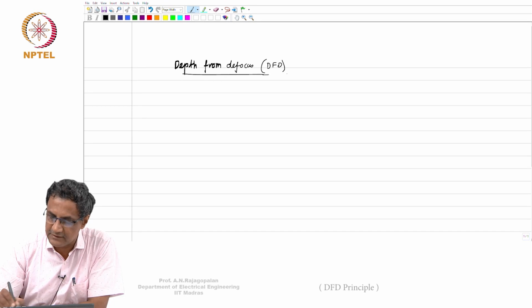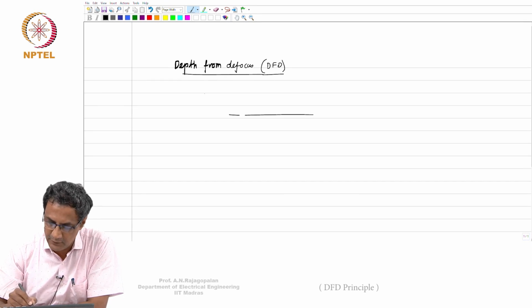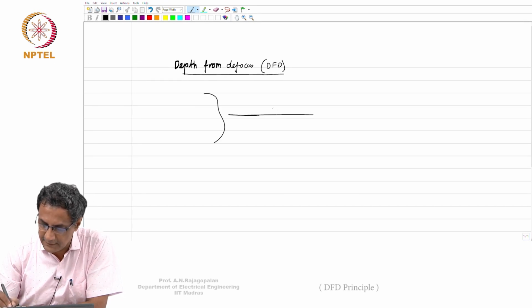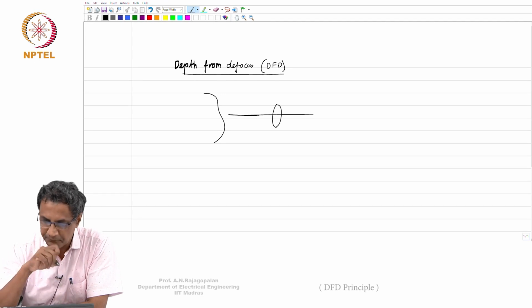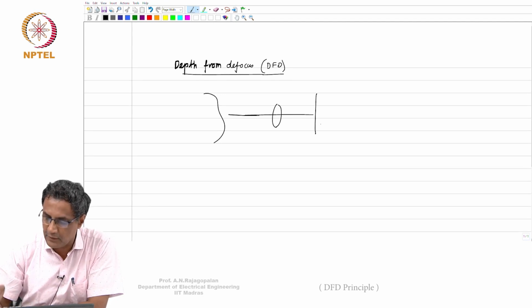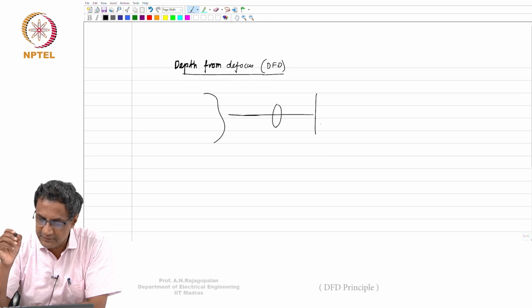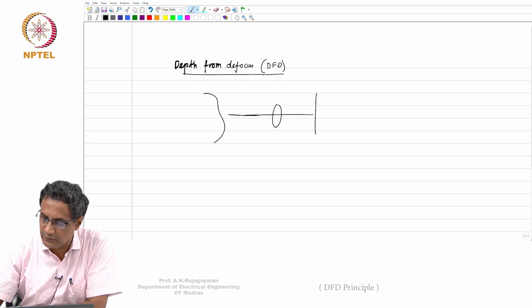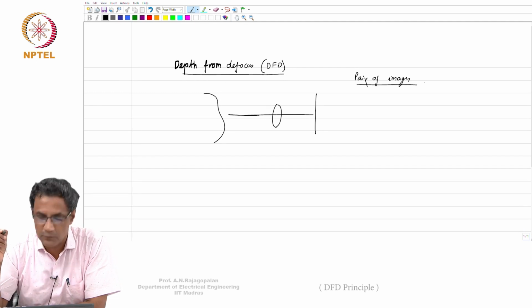So the way this works is, you have this kind of a 3D scene, and then you have a lens. Of course, this is all a single aperture camera, and you have an image plane. So what you do is you take one image. Actually you need a pair. It captures a pair of images. You can also capture more than two, but minimum two.